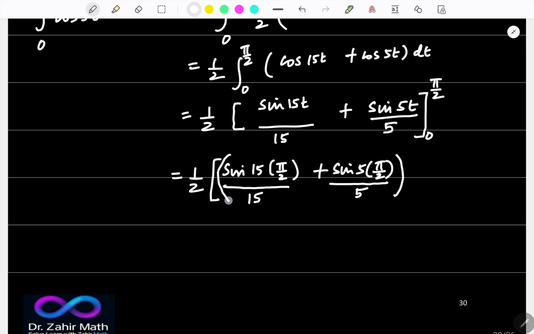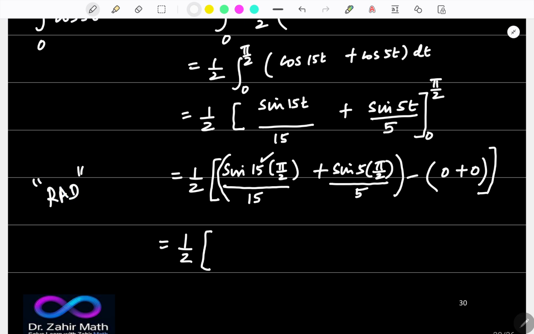Upper limit minus lower limit. Do you know sine 0 is 0? Yes, sine 0 is 0. So this equals half into this. You have to put the calculator in radian mode. Whenever your finger is pressing pi, keep in your mind radian mode. So shift mode, radian is 4, and then sine bracket open, 15 multiplied by pi by 2, fraction mode, shift pi over 2.